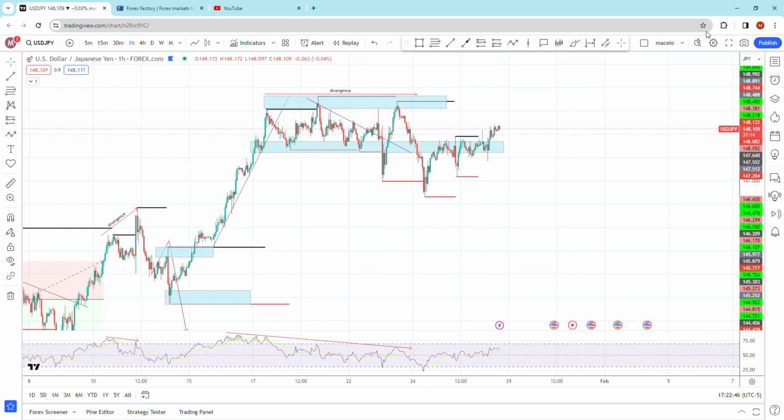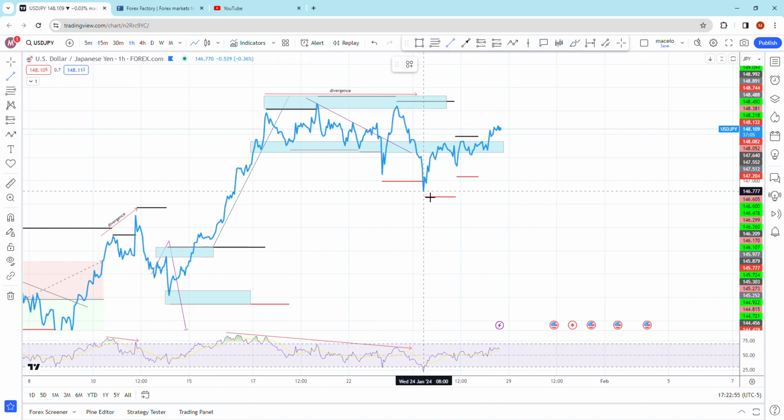At the moment, what I can see with UJ, I do have this trend line right now that I would be using.